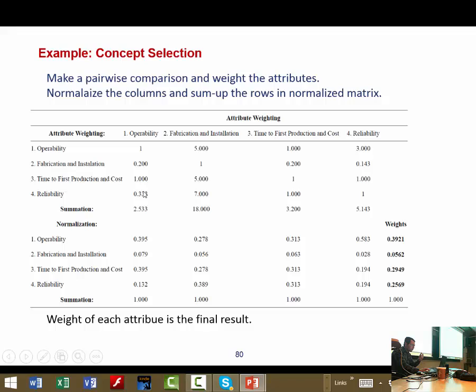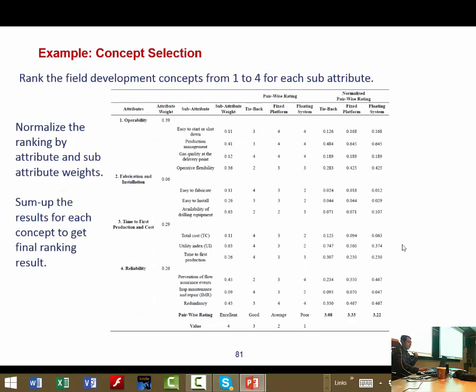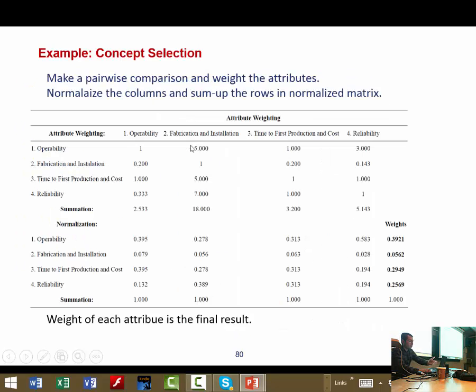You just sum all these 4 numbers, 2.5, and then you normalize these numbers. Each column will sum to 1, and then you make a sum for each row, and you get a single number, which is how important each attribute is against the other attributes. Also, you will do this for sub-attributes, and you get the same weighting system for sub-attributes.